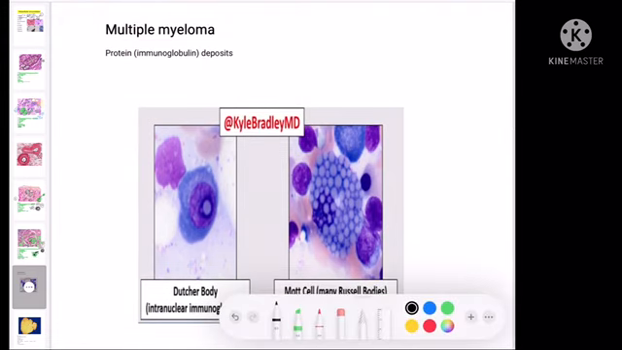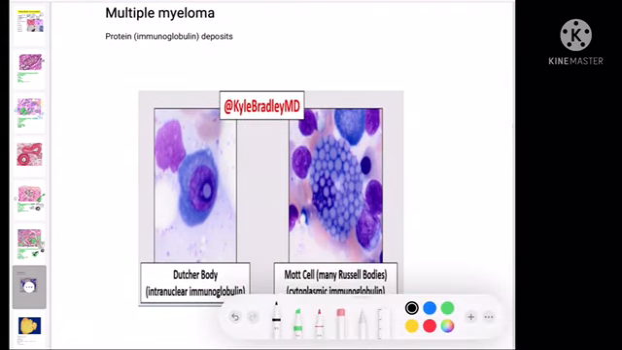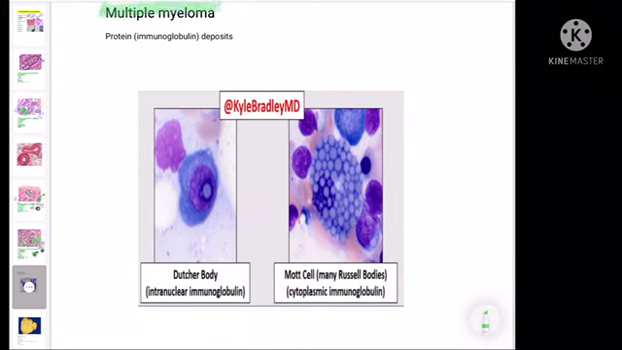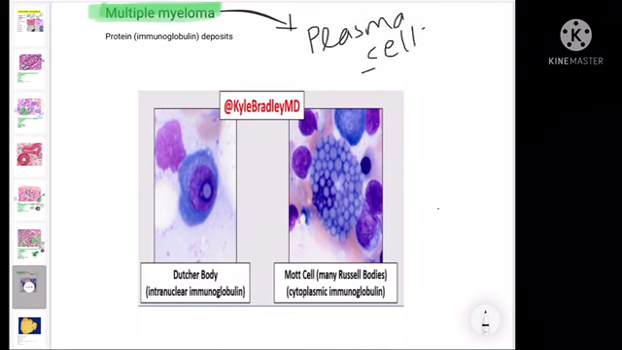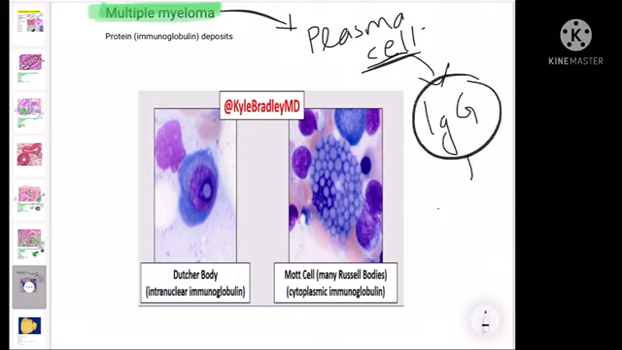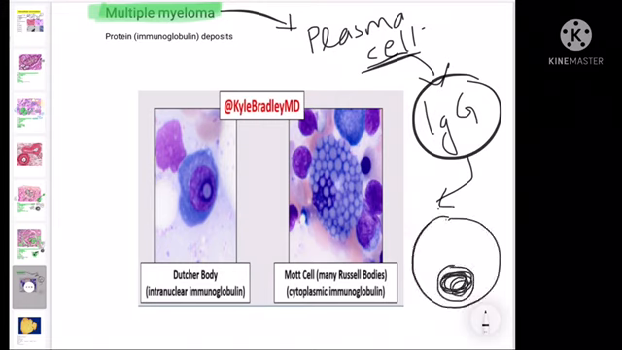Okay, so this image is again a protein accumulation, and this is a very important and high yield topic. In case of multiple myeloma, what is multiple myeloma? It's a disorder of plasma cells. So plasma cell proliferation leads to formation of a lot of immunoglobulins, and then these immunoglobulins start to accumulate inside the plasma cell. Immunoglobulins are proteins, so it's again a type of protein accumulation.